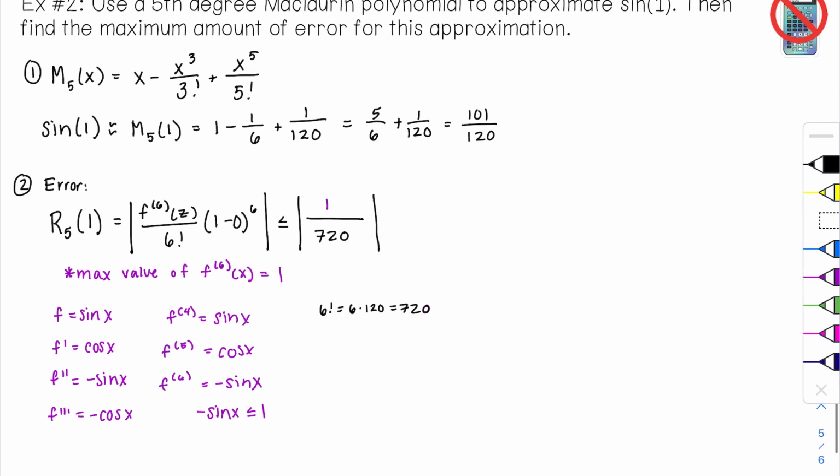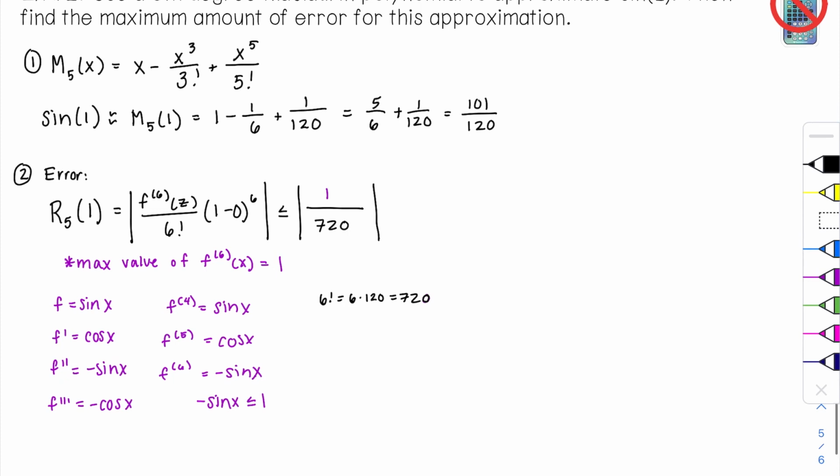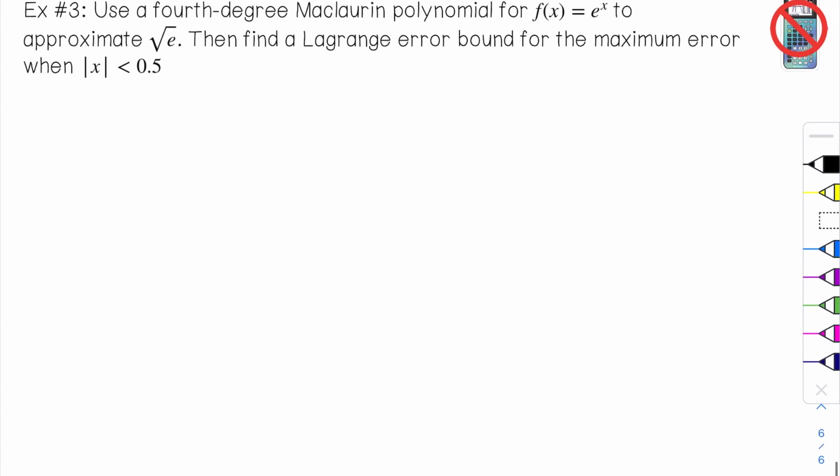So we're going to do one more problem, and it's again going to be one where you aren't given the maximum value, you have to figure it out.